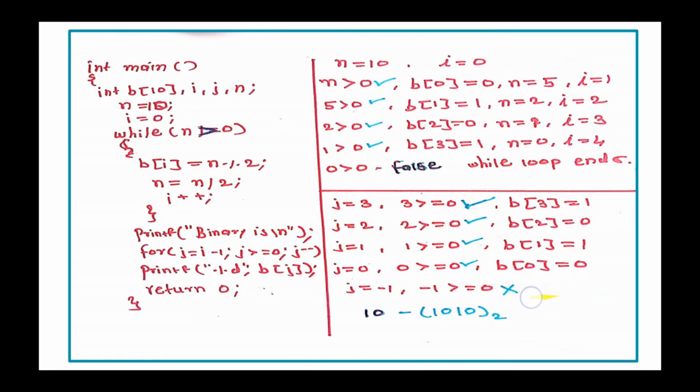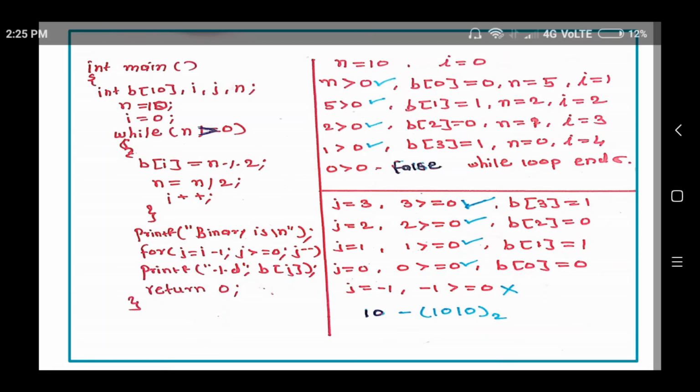Then check the condition, j is equal to 0 minus 1, the value is minus 1. Minus 1 is greater than or equal to 0, condition is false. So now stop here, and the result is 1010. The binary value is 1010 for the decimal number 10. Now we will run this program.